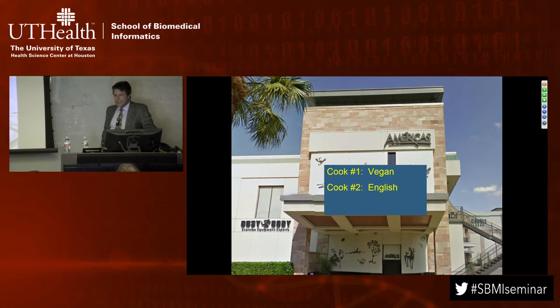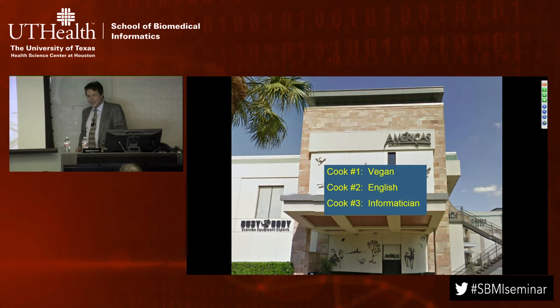I said, so is that it? He goes, no, we had a third cook who's an informatician. And I said, so what's the problem with the informatician? He goes, well, instead of cooking the meals, he kept coming out of the kitchen telling the customers how great the food was going to be. All right.